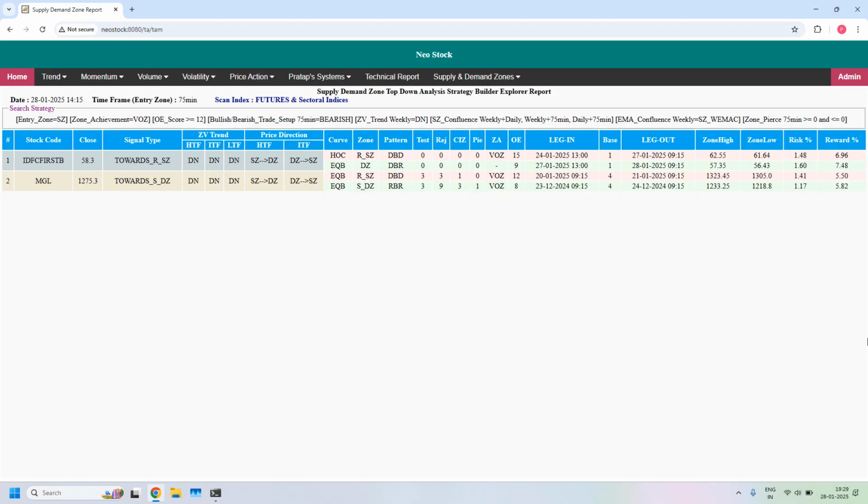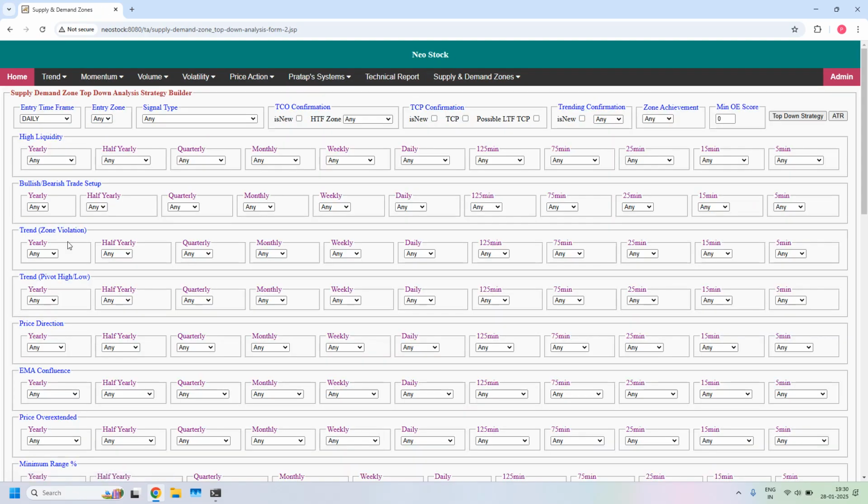So this is the bearish trade setup for weekly income trade. Next, bullish trade setup for daily income trade. Entry time frame is 15 minutes. Entry zone is demand zone.